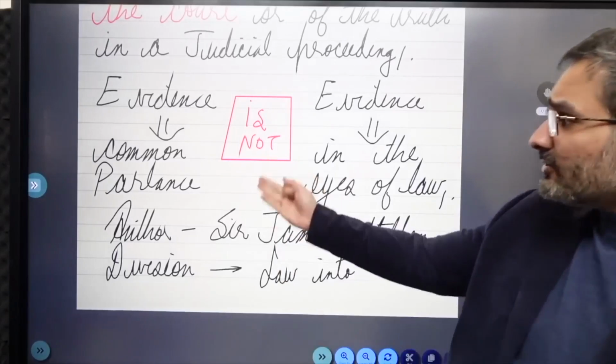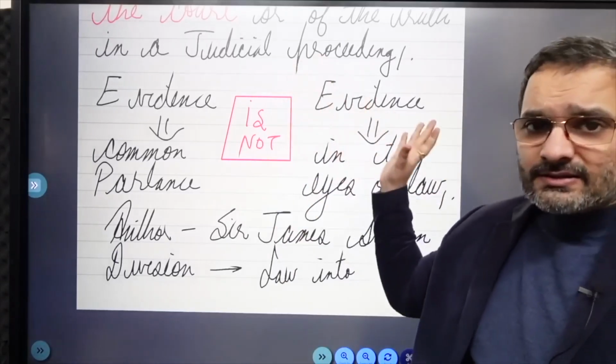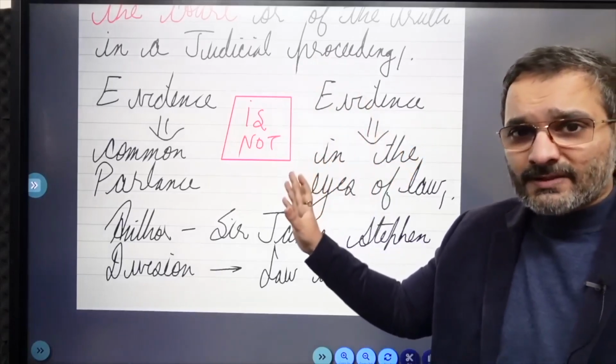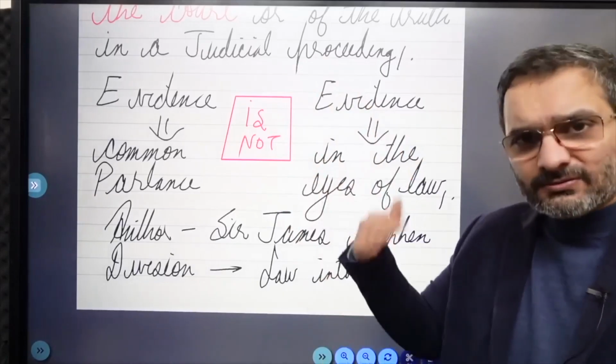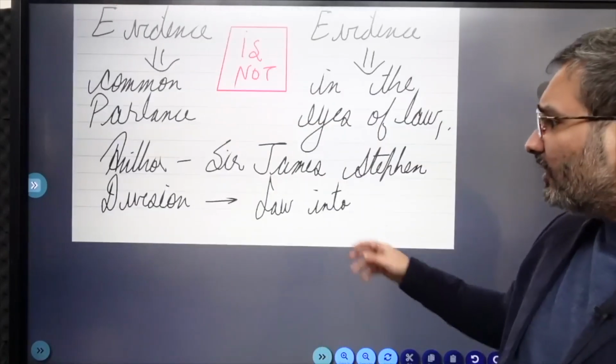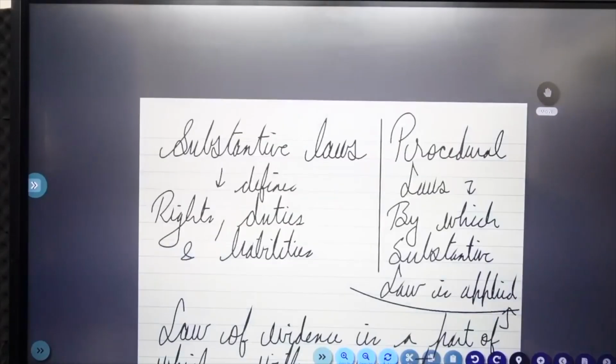All right. So evidence in common parlance is not evidence in the eyes of the law. So these are all pointers. जब आप philosophical कोई आंसर मेंस में लिखना चाहें तो अपने नोट्स में जरूर डाल दीजिएगा, जो जो याद आए वो डाल दीजिएगा. अब क्वेश्चन आंसर हम बाद में डिस्कस करेंगे. Author is Sir James Stephen and his purpose was division.